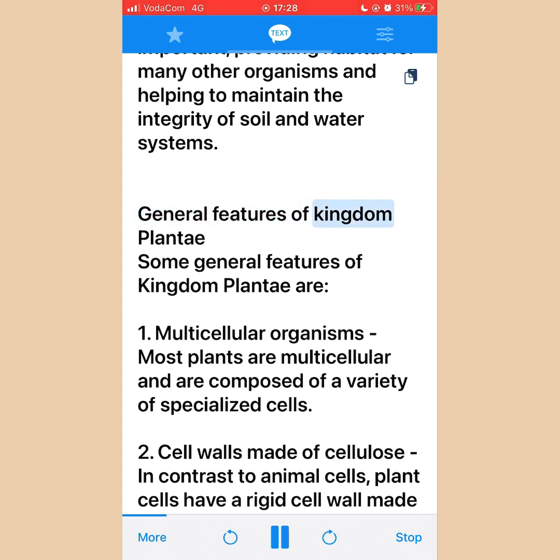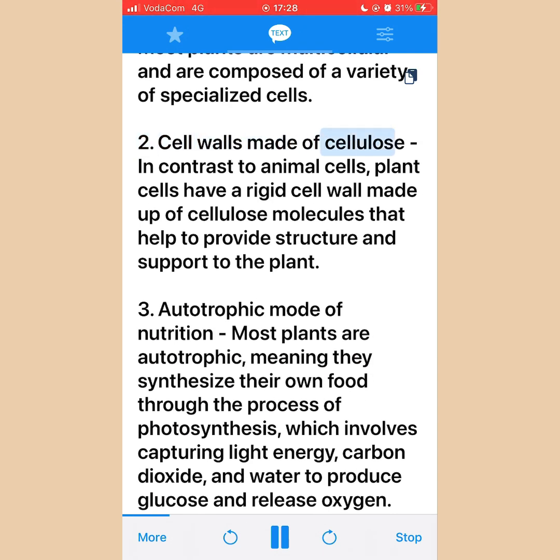General features of Kingdom Plantae. Some general features of Kingdom Plantae are: 1. Multicellular organisms. Most plants are multicellular and are composed of a variety of specialized cells. 2. Cell walls made of cellulose. In contrast to animal cells, plant cells have a rigid cell wall made up of cellulose molecules that help to provide structure and support to the plant.